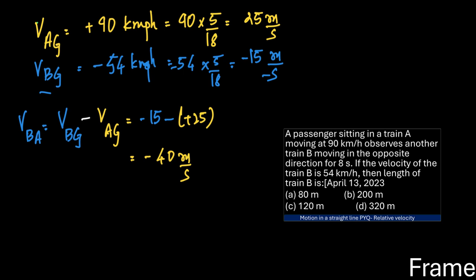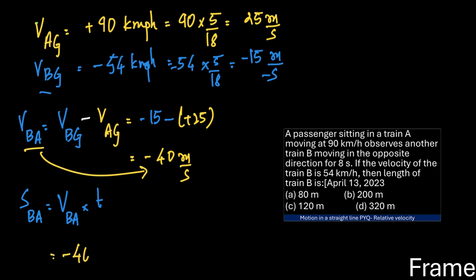Therefore, what would be the displacement of B with respect to A? It will be equal to the velocity of B with respect to A into time. Pretty straightforward, right? The velocity of B with respect to A is minus 40. So this becomes minus 40 into, what is the time given to us here? Observation is for 8 seconds. So this is into 8, which gives us minus 320.